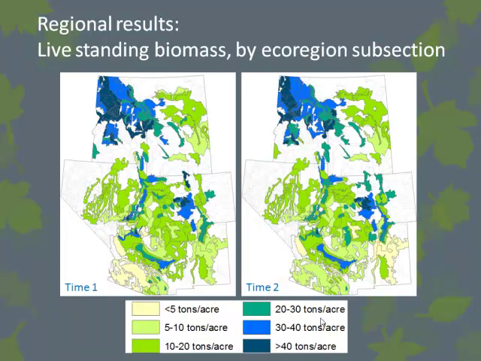Okay, I'm going to quickly go through a couple of side-by-side comparisons. This is live standing biomass, time 1 versus time 2. Again, darker colors represent more biomass per acre. And overall, the two maps look pretty similar. There were some increases down in this area and some decreases. I might need the pointer for this. Decreases in central Idaho and southwestern Montana.